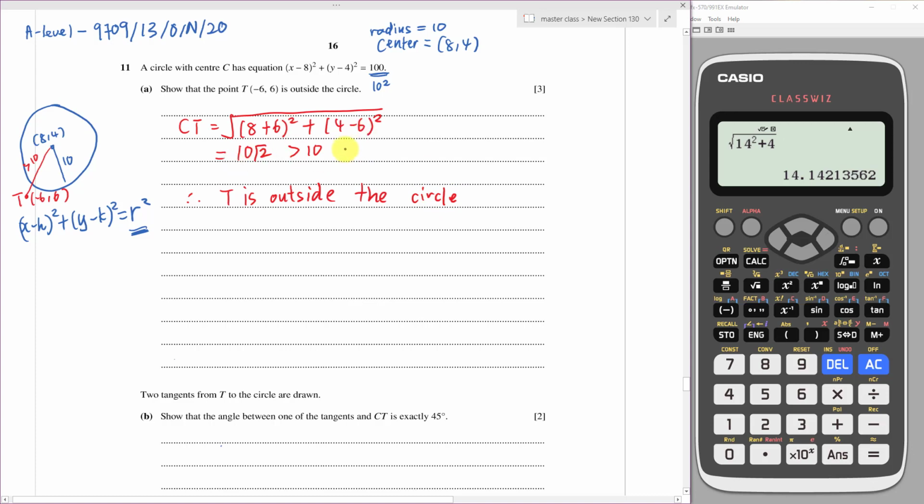Okay, I think until here you can actually straight away write the answer. You should be able to get the 3 marks easily, because it just wants you to show that you understand outside of the circle basically means the distance is more than 10 units here.